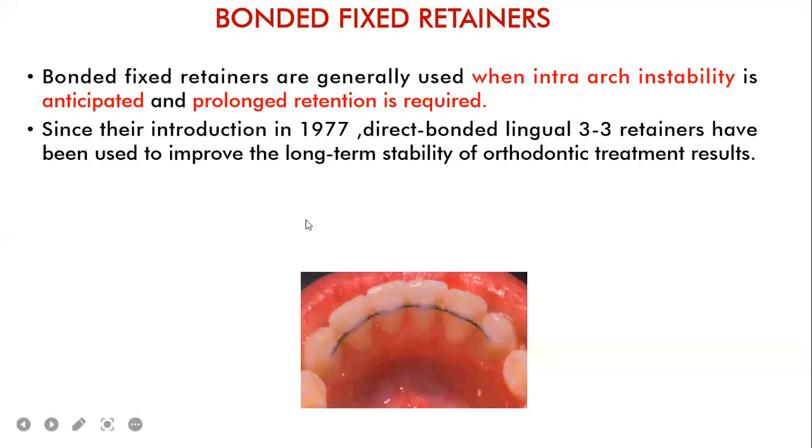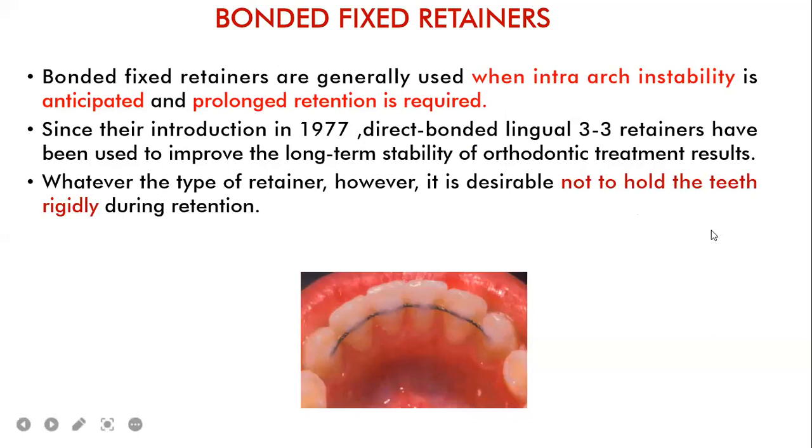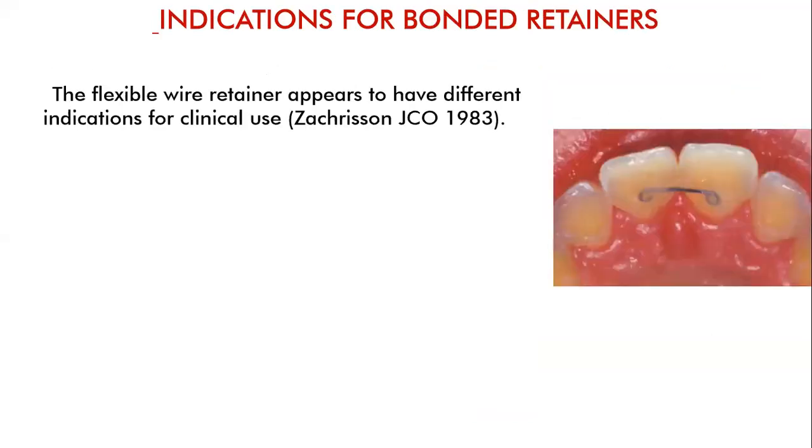Next is your bonded fixed retainers. These are your permanent retainers, as you call it. These are bonded retainers, generally used when you have intra-arch instability, usually in the mandibular arch, where prolonged retention is required. Okay, so you could give it from 3 to 3, which was very common. You could also give it in terms of extraction cases. You could give it even from premolar to premolar.